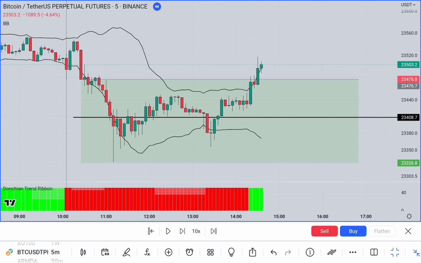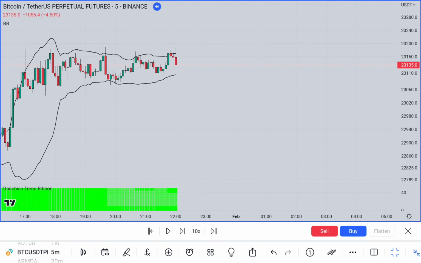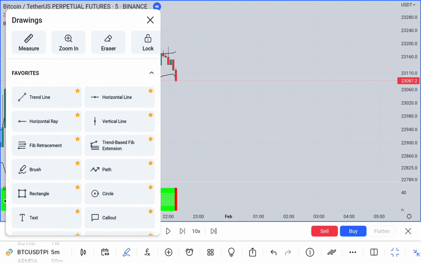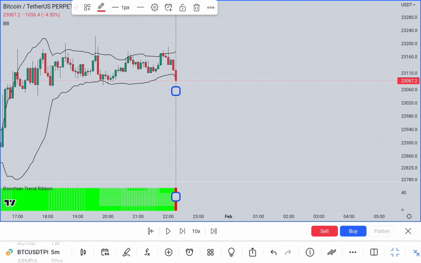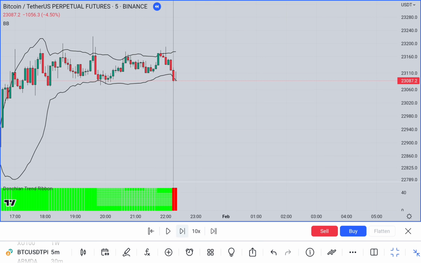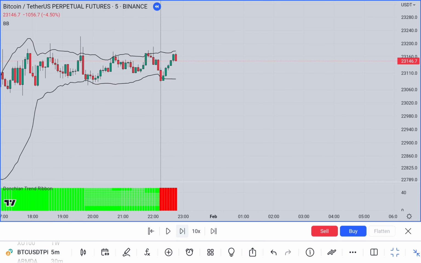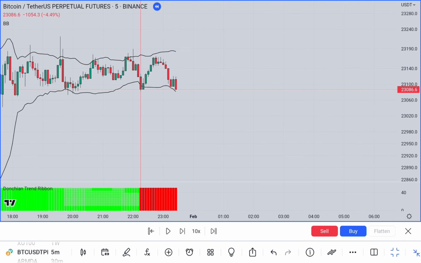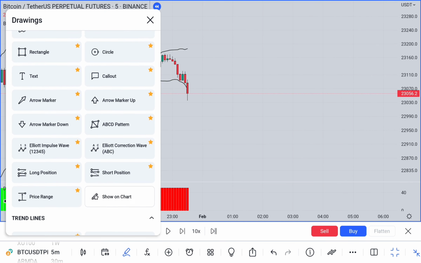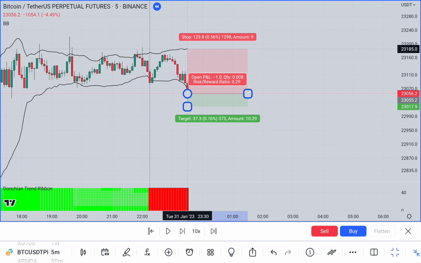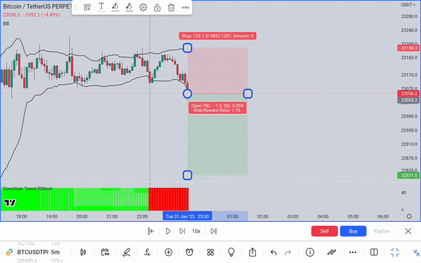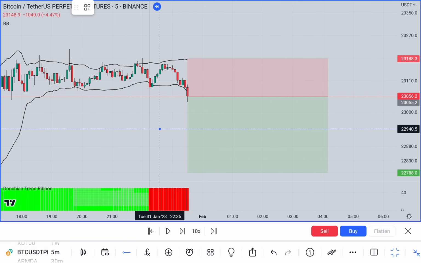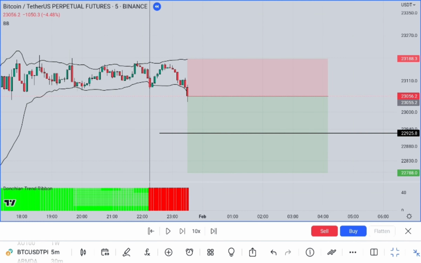Let's take a look at a new example. A red candle closed below the lower line, and the Donchian ribbon turned red. We are waiting for a short position. And the price first entered the Bollinger Band and then closed below the lower line again. We are opening the trade. I'm putting this line to determine the 1:1 profit ratio.